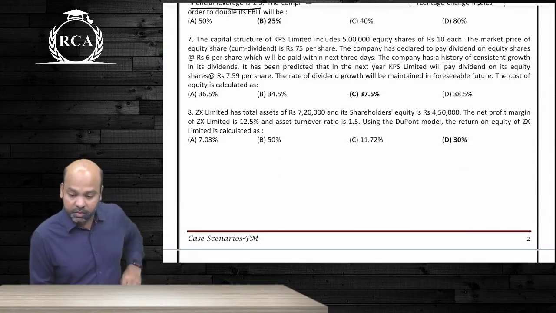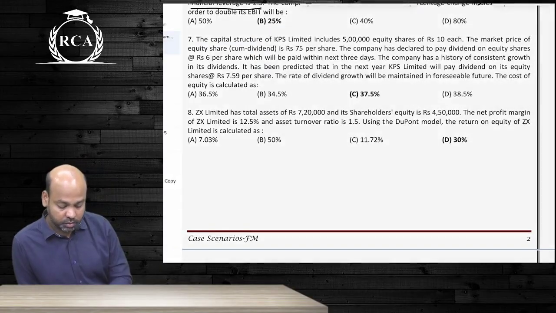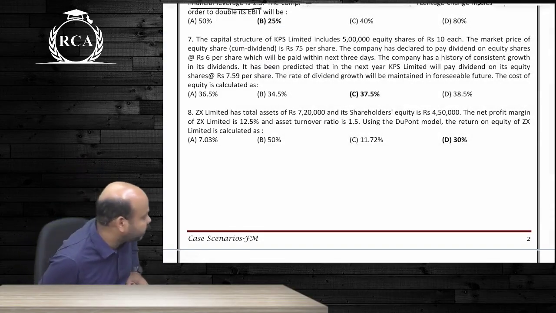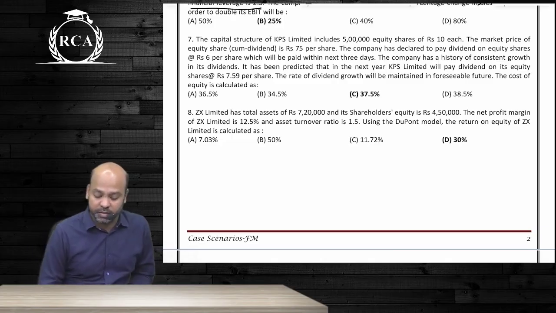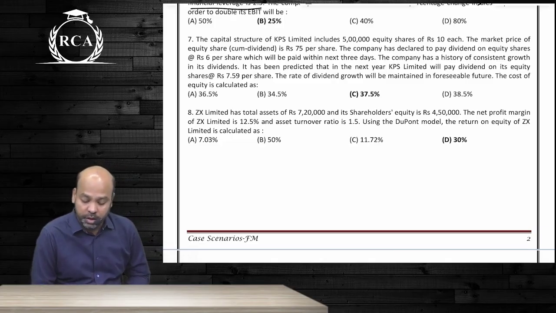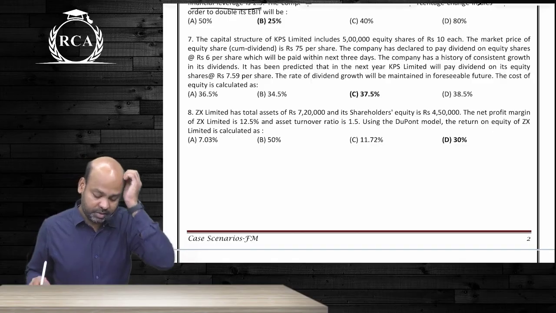ZX लिमिटेड गाइस वो नहीं हुआ. 8th क्वेश्चन. ZX Limited has total assets of 7,20,000 and its shareholder equity is 4,50,000. Net profit margin is given, asset turnover ratio is given. Using DuPont analysis, you're supposed to arrive at return on equity guys of ZX Limited.